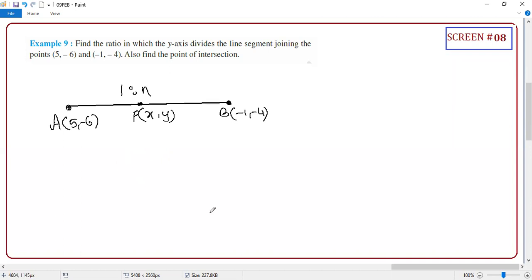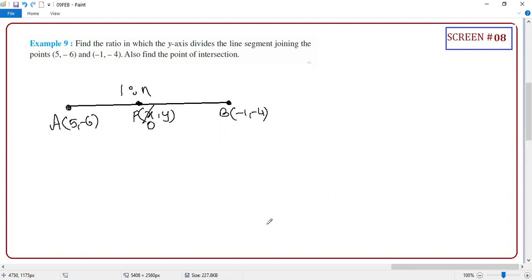Everything is variable. But see that the beauty is there. Find the ratio in which the y-axis divides. This is where the beauty is. When this point is on the y-axis, students, what will happen? Your x coordinate is automatically 0. Are you clear? Yes, sir. This is the beauty of this problem. The x coordinate is automatically going to be 0. Guys, rest of them are same.